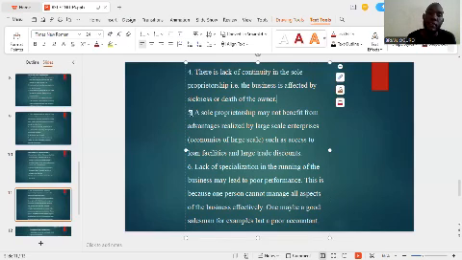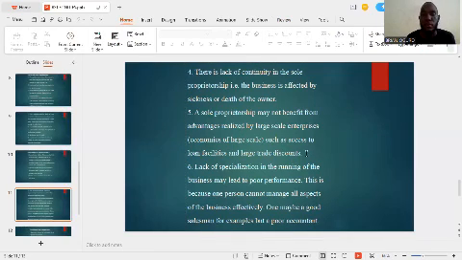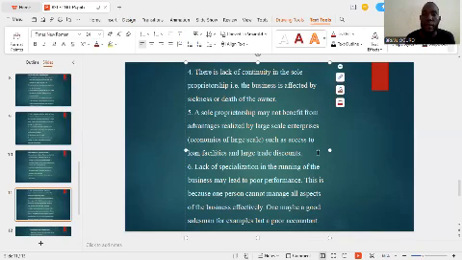The fifth disadvantage is that a sole proprietor may not benefit from advantages realized by large-scale enterprises. For example, economies of scale, such as access to loan facilities and large trade discounts. So, since the business is small and requires little capital to start, there are some benefits which large businesses do enjoy, and you as a sole proprietor, you cannot enjoy since your business is small.